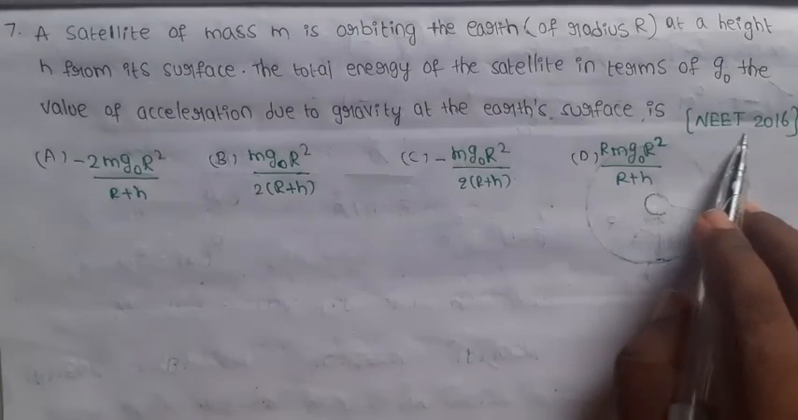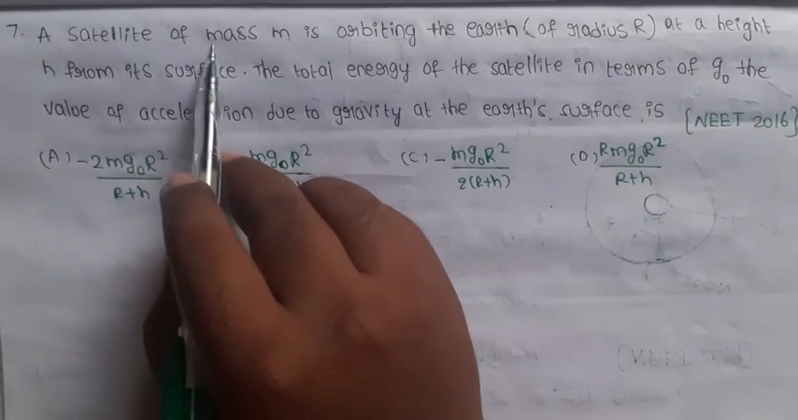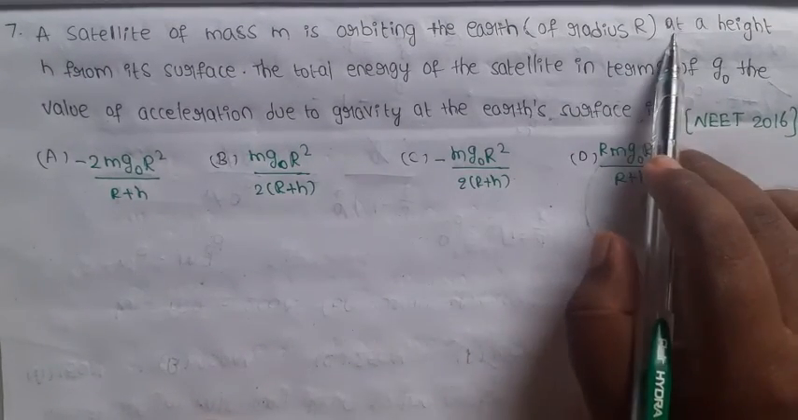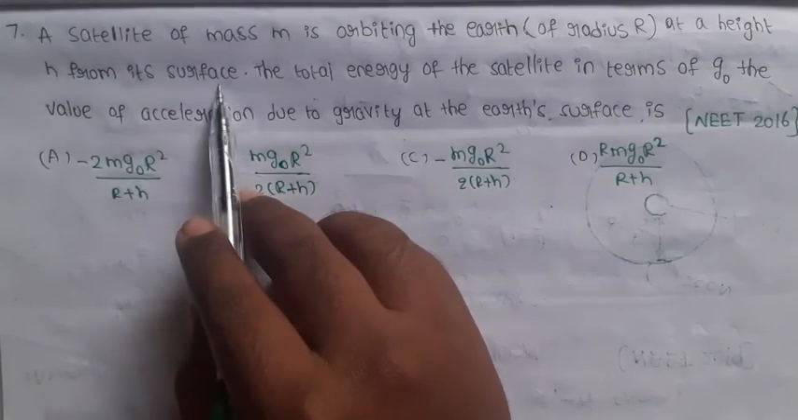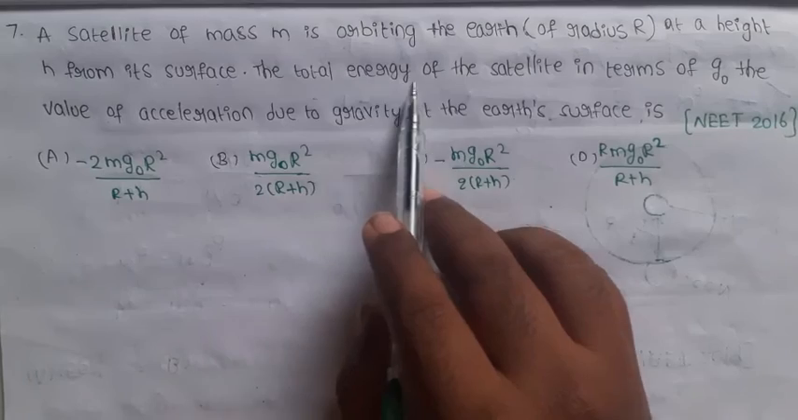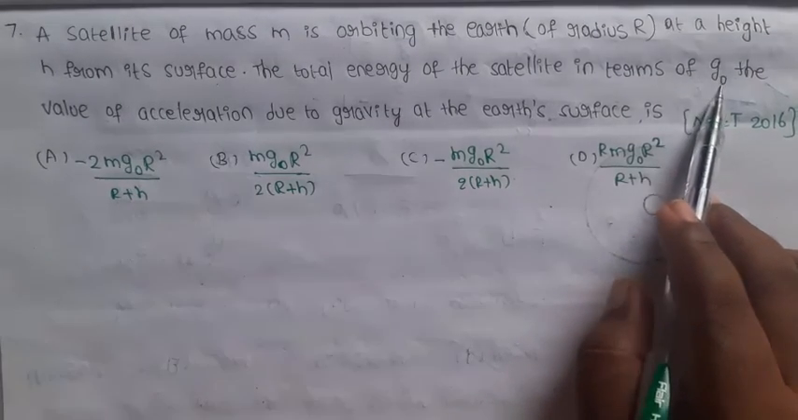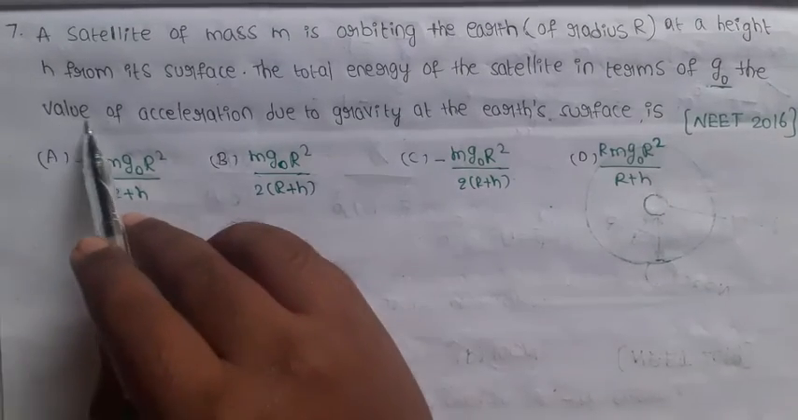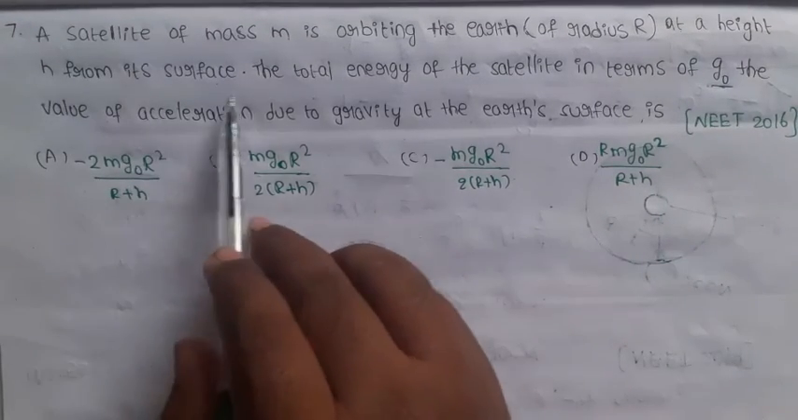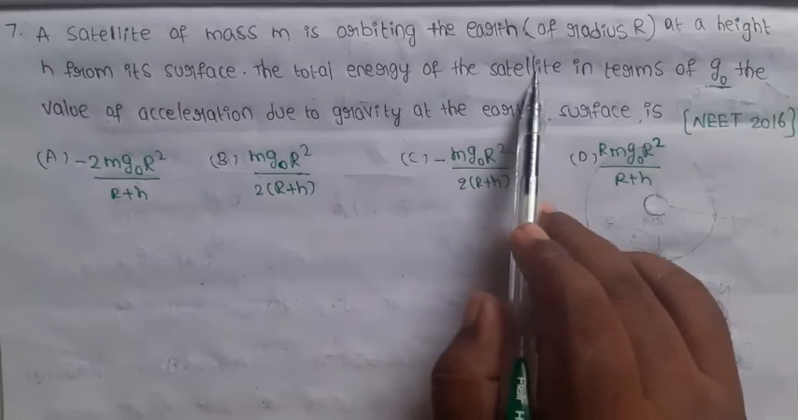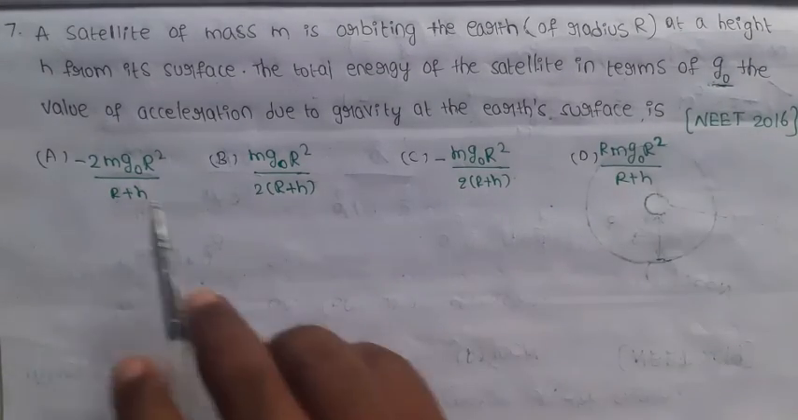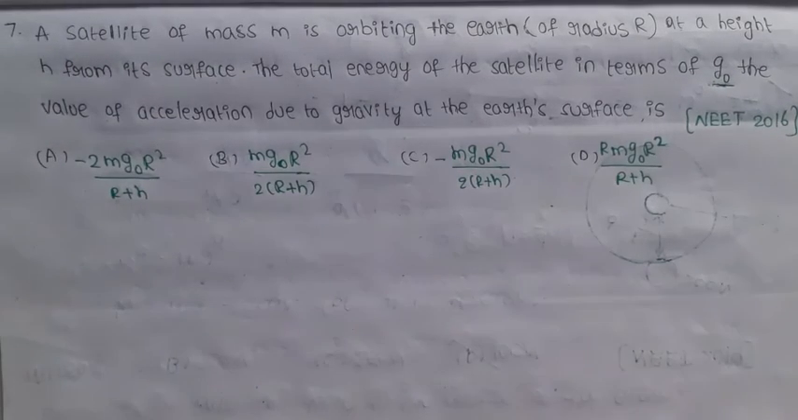Next question from NEET 2016. A satellite of mass m is orbiting the earth at a height h from the surface. So here the earth's radius is capital R. Find the total energy of the satellite in terms of g naught, where g naught is the acceleration due to gravity at the earth's surface.